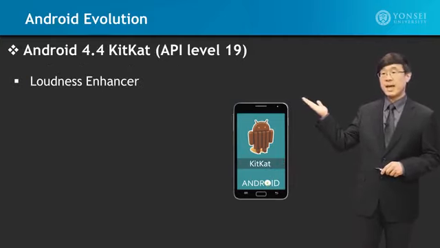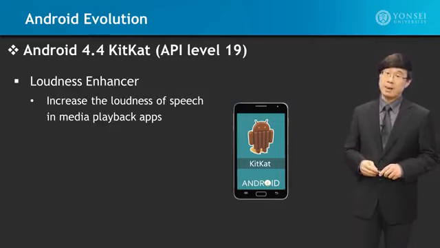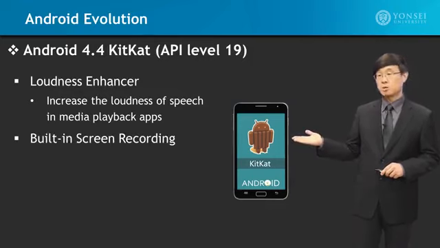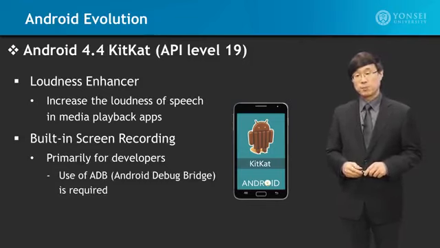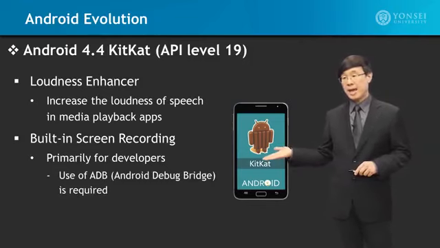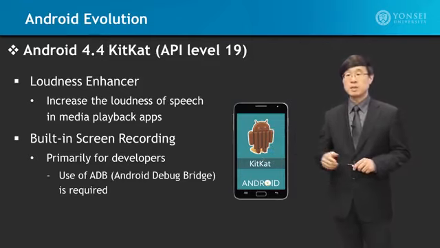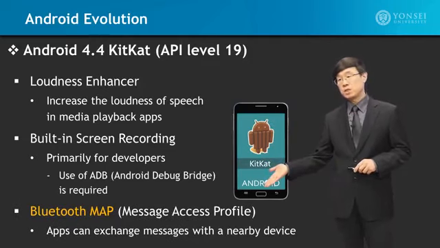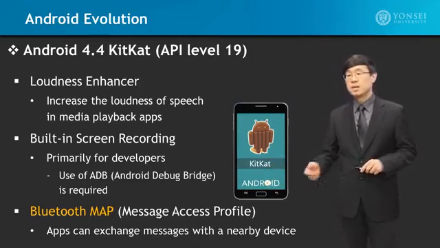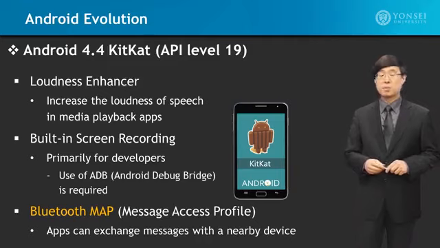In addition, KitKat included a loudness enhancer, which increases the loudness of speech in media playback apps. There was also built-in screen recording, which primarily was for developers. When they use the Android Debug Bridge, the ADB, they would be able to use the built-in screen recording features. The Bluetooth MAP, which is the Message Access Profile, was enabled in KitKat, where apps can exchange messages with a nearby device.